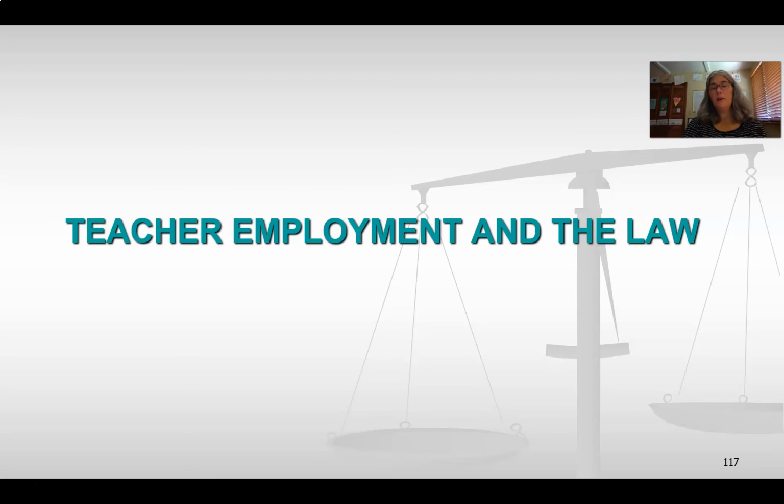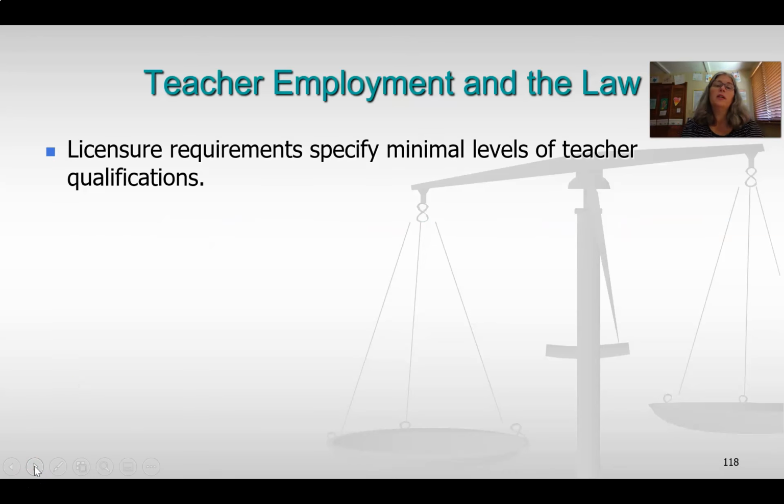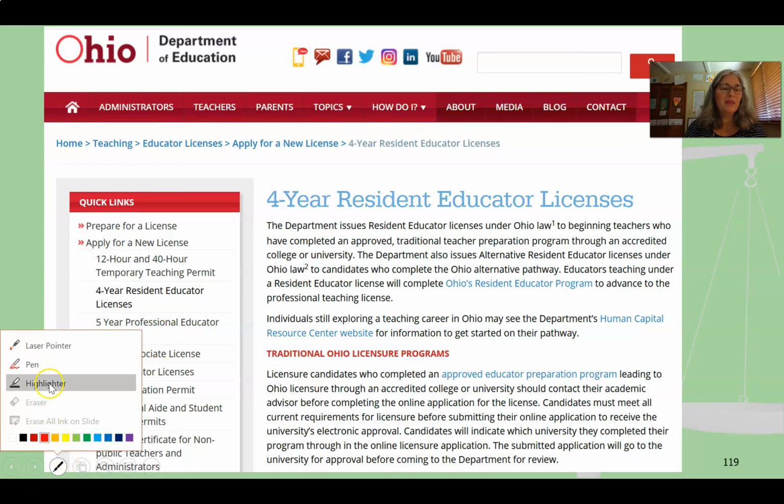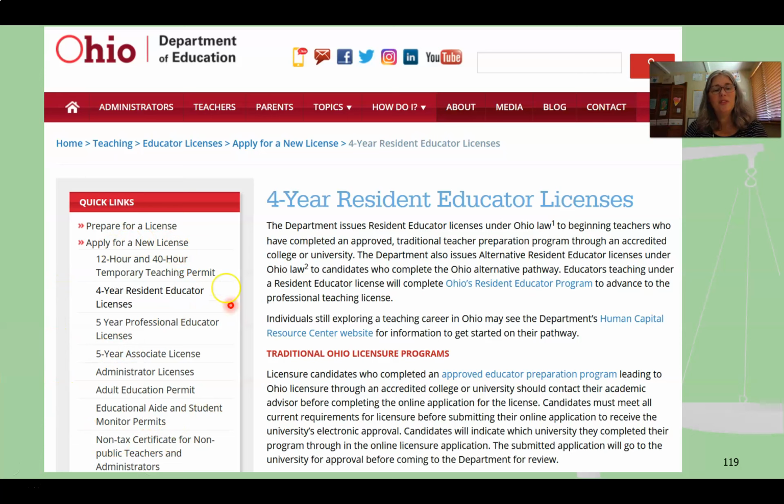Okay, we're going to be moving forward and taking a look at some issues that relate to teacher employment, which will affect you in the future. So we know that there are certain laws and regulations about licensure, and licensure specifies the minimum level of qualifications needed to be a teacher. And here you can see I just went to the ODE, which is the Ohio Department of Education website, and you can see here on the left the numerous types of licenses you can look up to see what the requirements are.